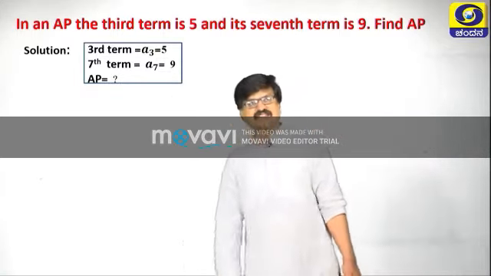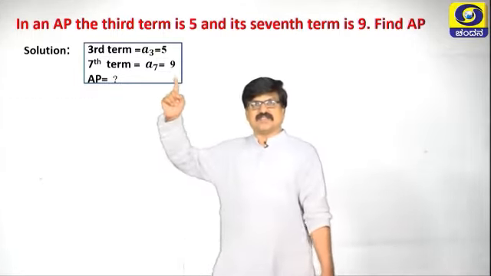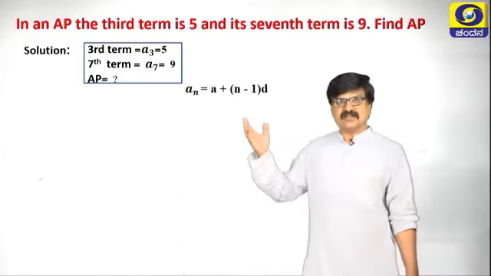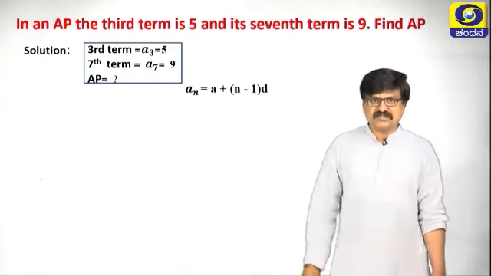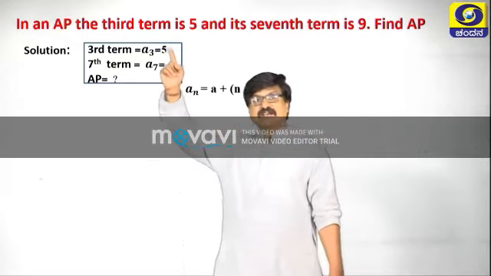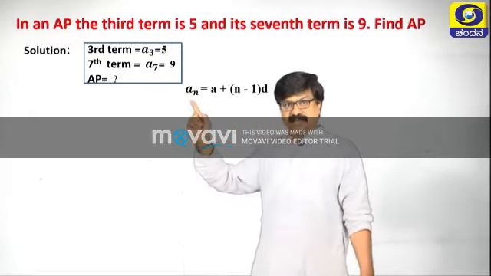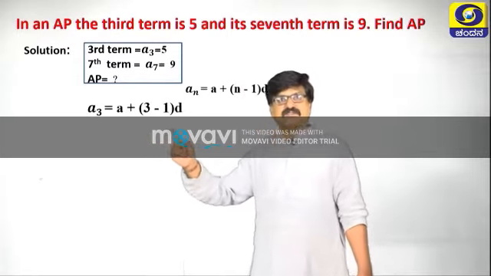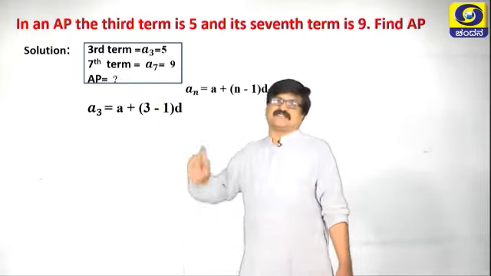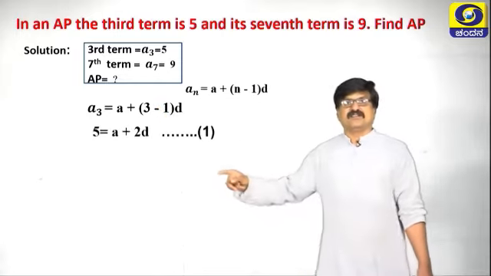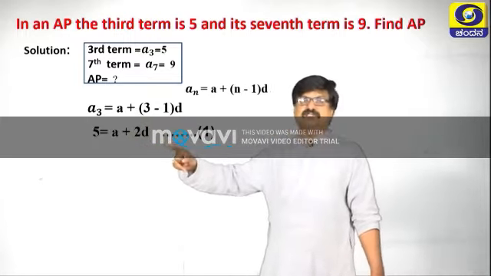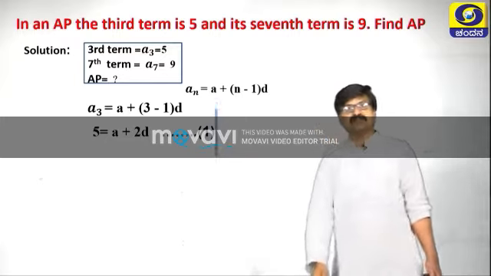Third term denoting it as a3, 7th term is a7, we have to find the AP. To find the AP, I am using a n is equal to a plus n minus 1 into d. I am taking two cases here. Case number 1, replace n as 3 here. What are we getting? a3 is equal to a plus 3 minus 1 into d. Substitute n as 3. Simplify this. 5, because a3 is 5. So, 5 equals a plus 2d. Call this equation number 1.